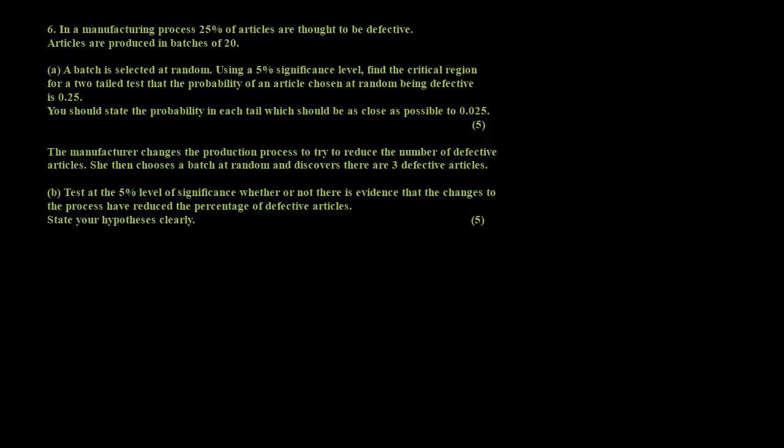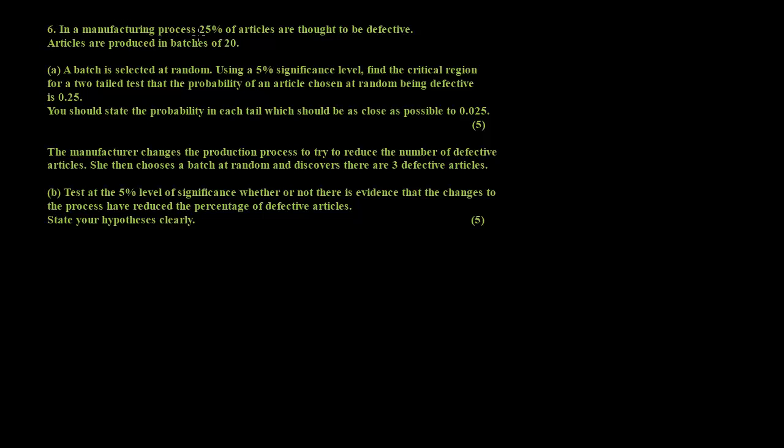Question number 6 is a hypothesis test question. But remember, we have already done two Poisson distribution questions. That means we now have to start doing some binomial distribution in the question. So this is clearly a binomial distribution.